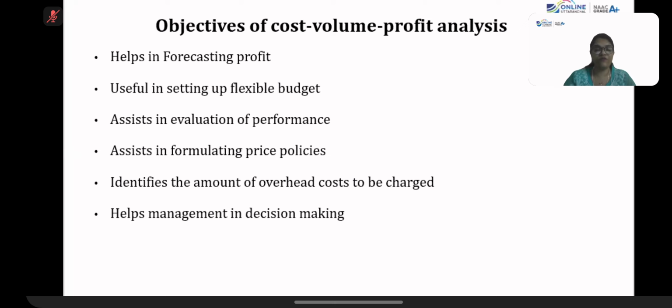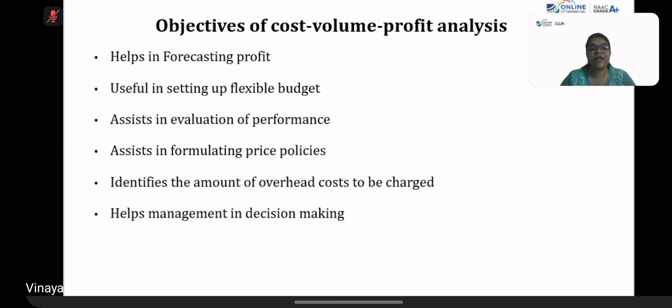Assist in evaluation of performance by comparing the actual performance with the CVP benchmark. Management can evaluate how the company is doing with respect to the profit goals, how the changes in the volume affects the profit, whether the performance falls below the target. Okay.